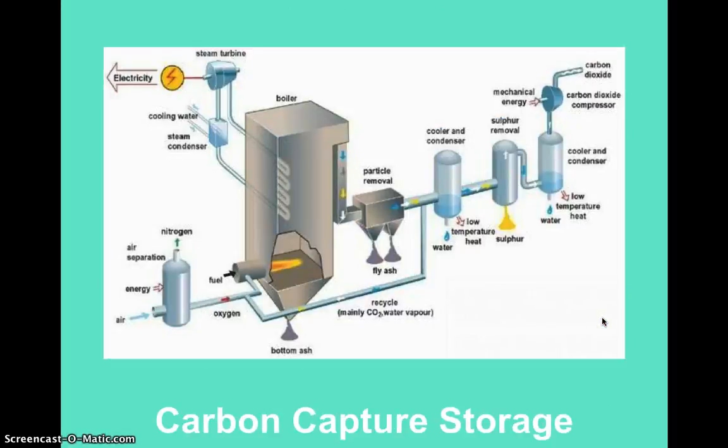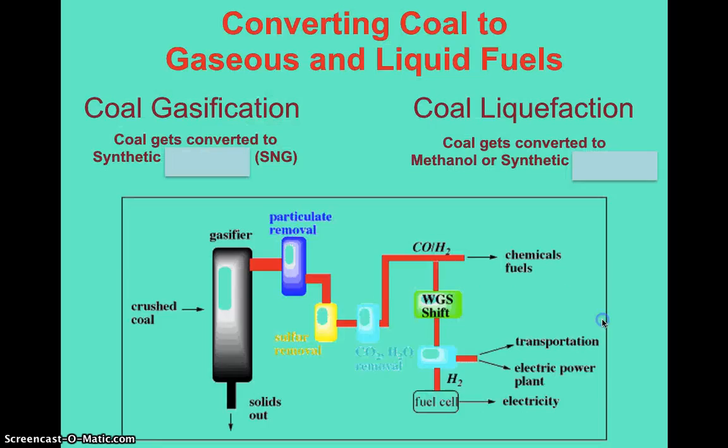Another thing is carbon capture storage. So this is another form of clean coal technology where they actually collect the carbon dioxide so it doesn't enter our atmosphere. Something else that is done with coal is converting coal into a gas and into a liquid.